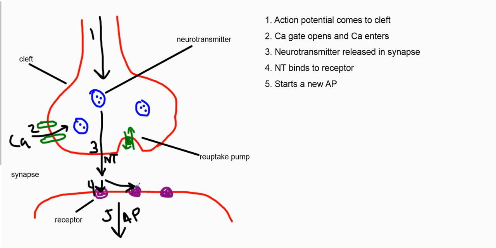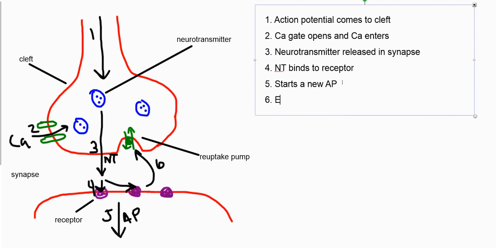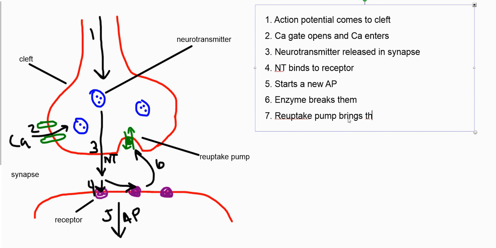Now these guys are going to keep doing it until an enzyme comes and breaks them down, and then they diffuse back up here. So that's going to be step number 6, right? So they're going to keep working until an enzyme breaks them, okay? And then they diffuse and they come back there. And then there's a special pump, which we call a reuptake pump, which is going to bring them back inside the presynaptic cell. Reuptake pump brings them back in. So then they come back in.